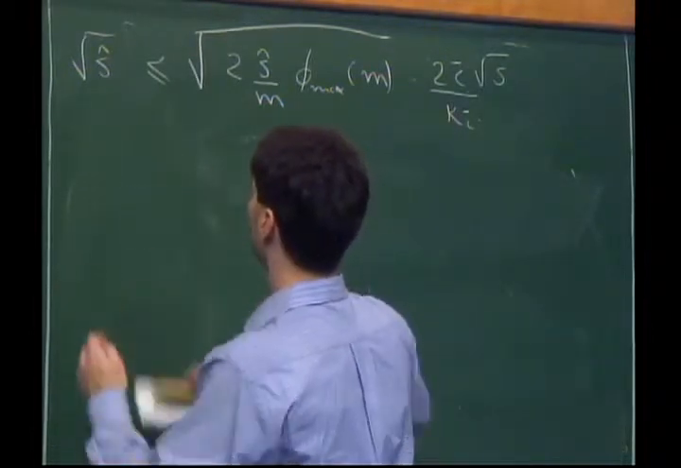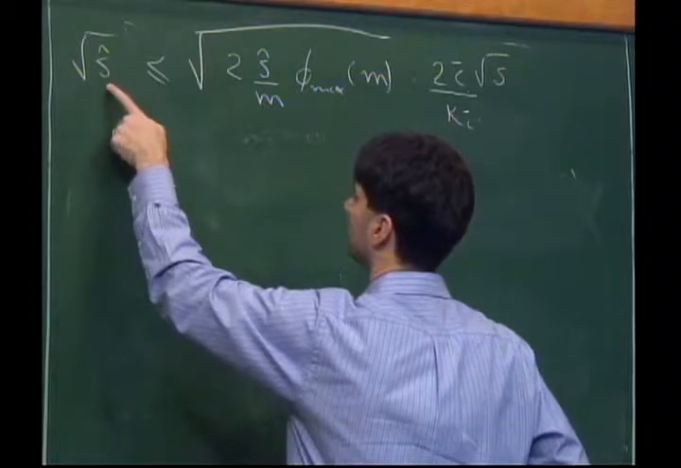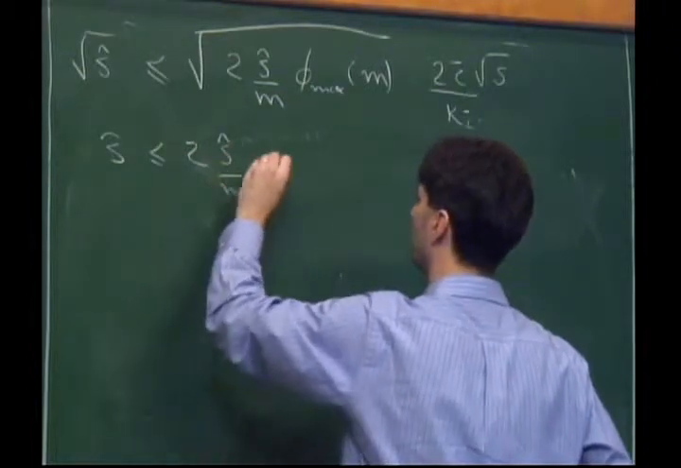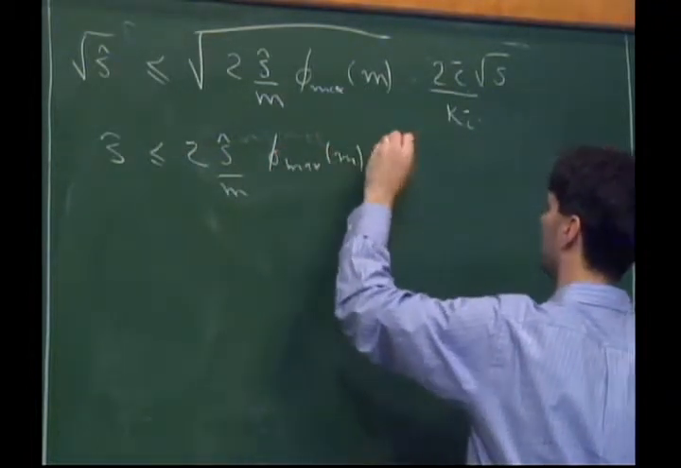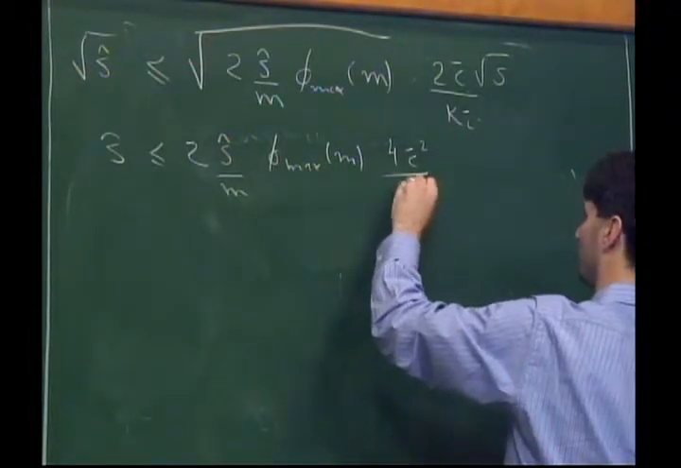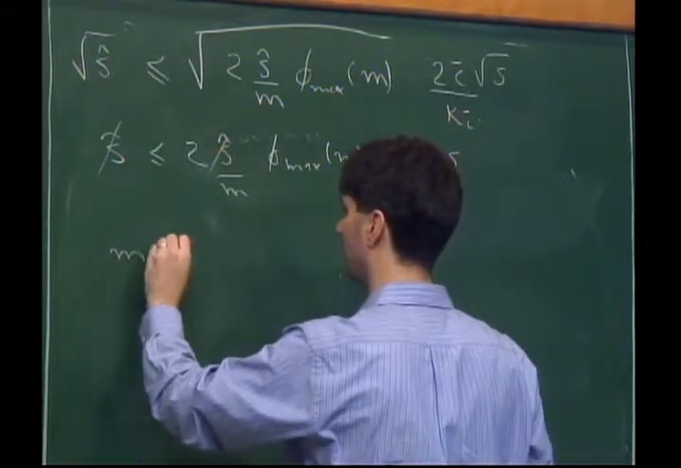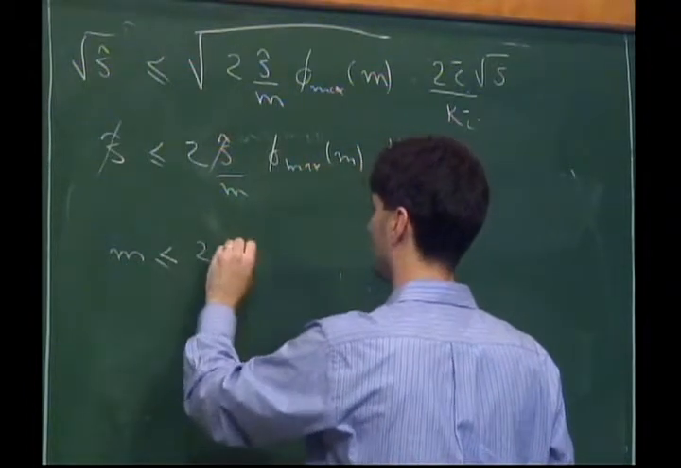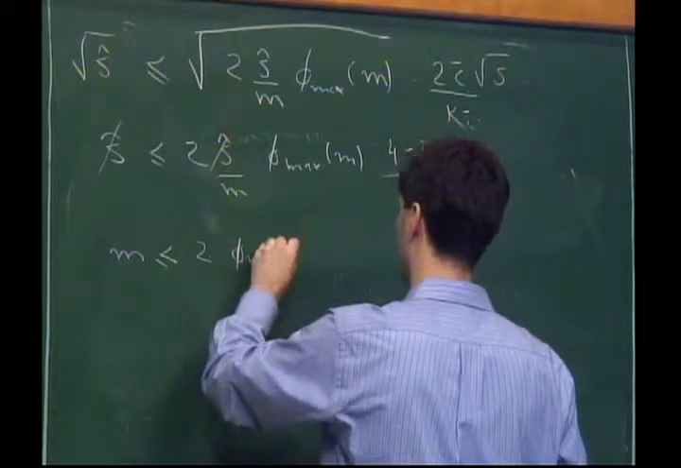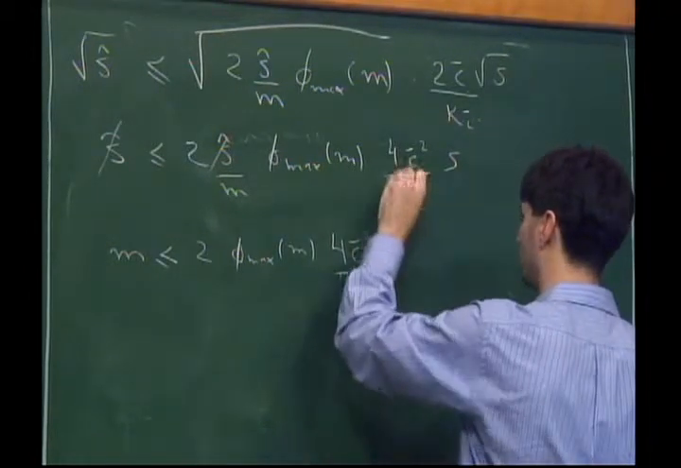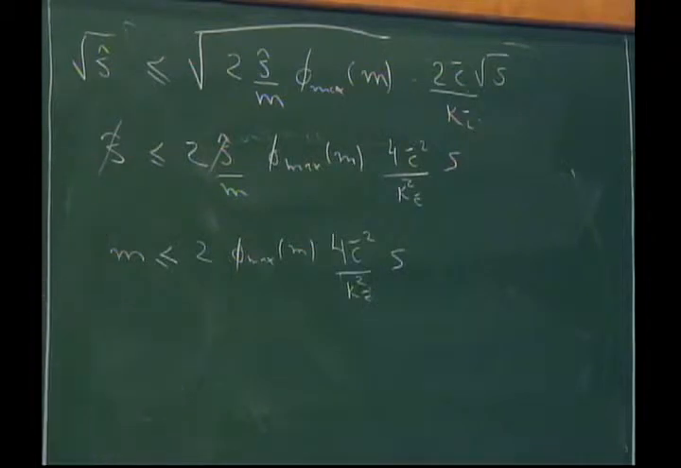So let me take out the square root. We get S hat less than or equal to 2 S hat over M, phi max of M, 4 C bar square over kappa C bar square S. Now, these cancel, and I get M is less than or equal to 2 phi max of M 4 C bar square over kappa square C bar S. And my definition should have a strict inequality, something like that.